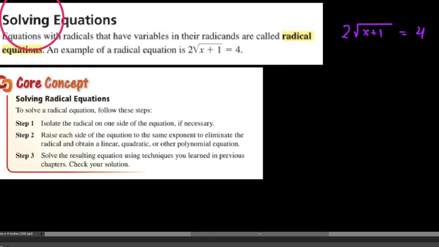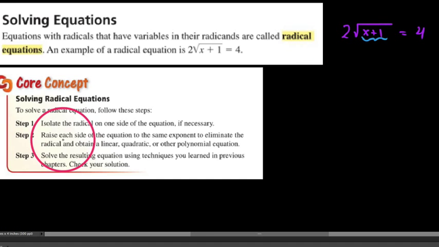But we say equations with radicals that have variables in their radicands, we refer to these as what we mean by radical equations. So whenever you have a radical, I don't care what kind of root it is, but if you're taking the root of a variable and it's an equation, then all of a sudden you have a radical equation. So that being said, essentially these are pretty straightforward to solve.